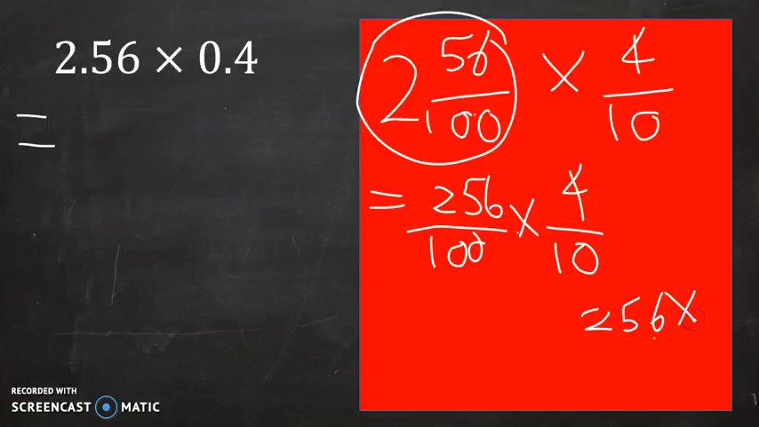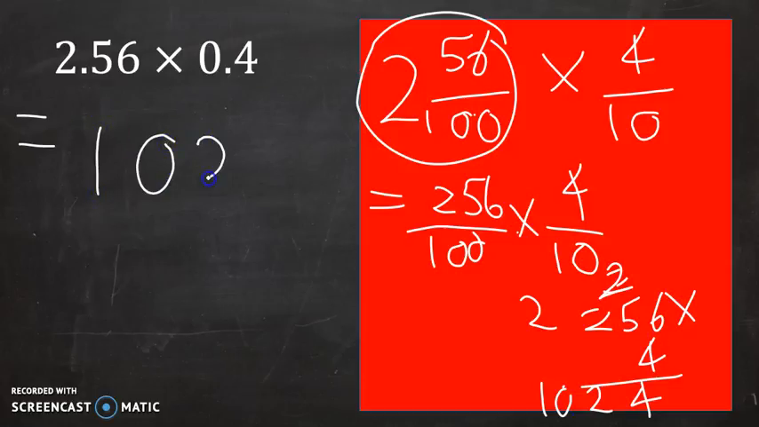256 times 4. 6 fours are 24, carry the 2. 5 fours are 20, plus 2 is 22, carry the 2. 2 fours are 8, plus 2 is 10. So we get 1024. Now we know this is not 256 times 4, it's 2.56 times 0.4.